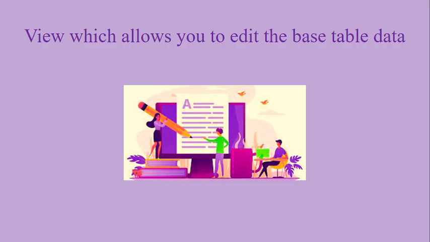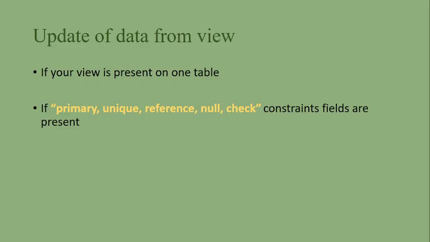If your view is present on a single table, and the constraint fields present within your table are part of your view, that means there are 5 to 6 constraint fields, but basically here we are referring to primary key, unique key, reference key, null, and check. We are not using default.